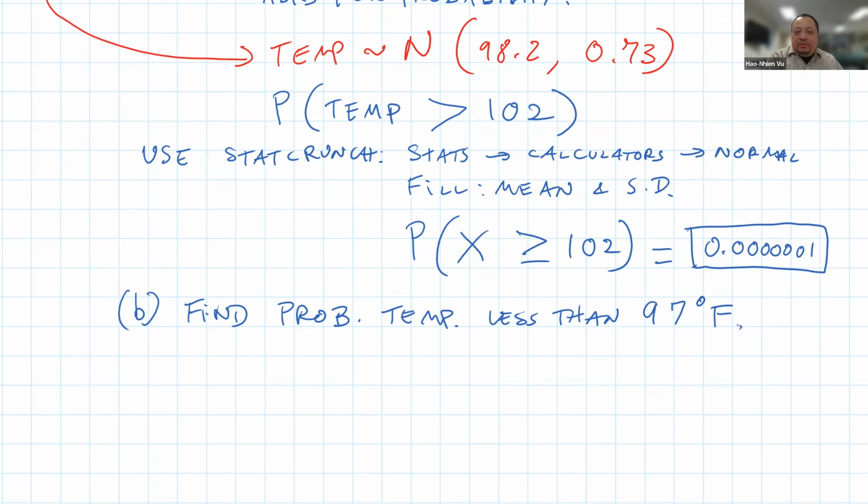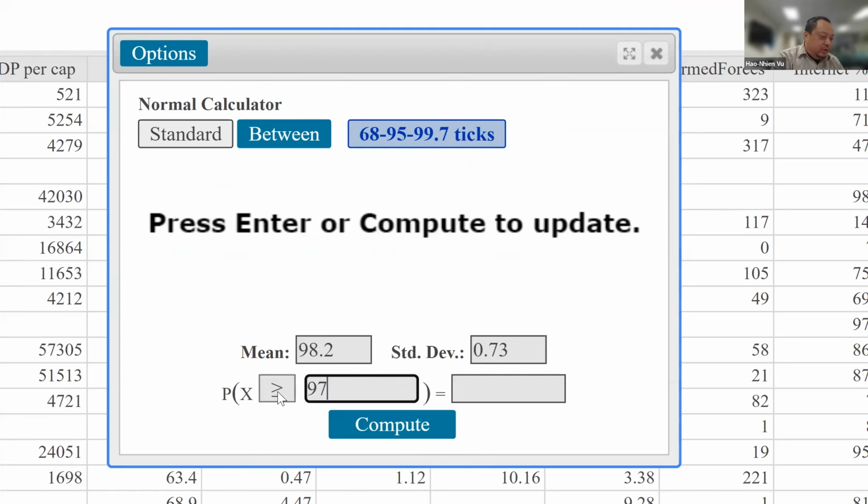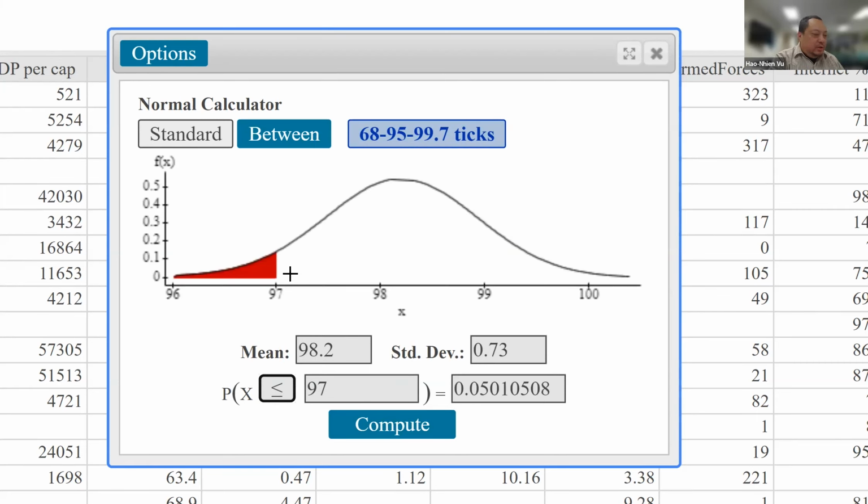Many people got 0.05. Oh, it's convenient that I have the mean and standard deviation already filled in. All I need to do is change this and change this, and I get the answer. And you see this area here, right? It's an illustration that says this red area is the probability. The 97 is the cutoff for that probability. And this number is that probability. That area is 0.05.